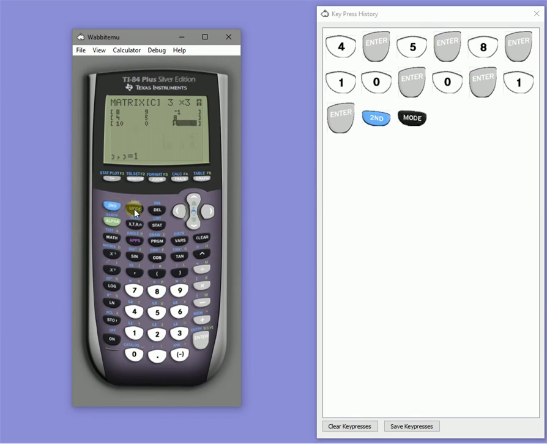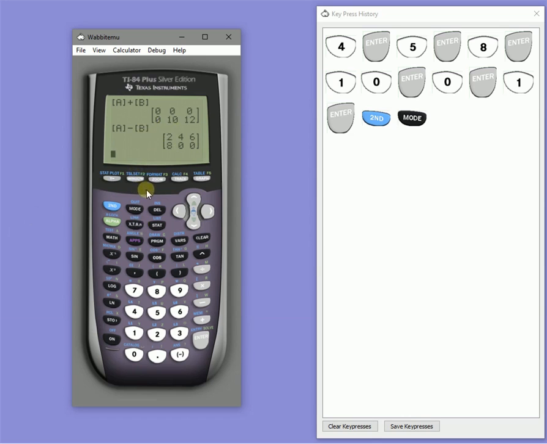I've got to push second quit. Don't forget to push second mode or second quit. If you don't, you're going to get very, very confused, and it's not going to pop up for you. You're actually going to be calling up matrices inside of matrices, and you don't want to do that.